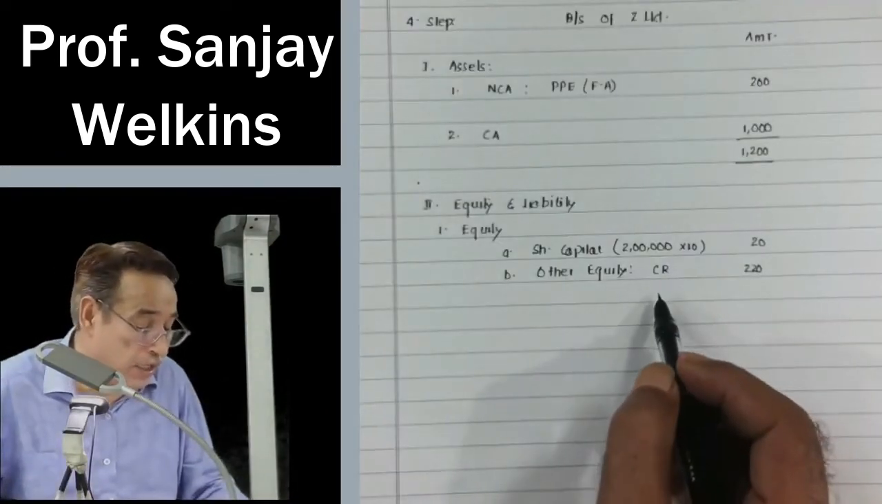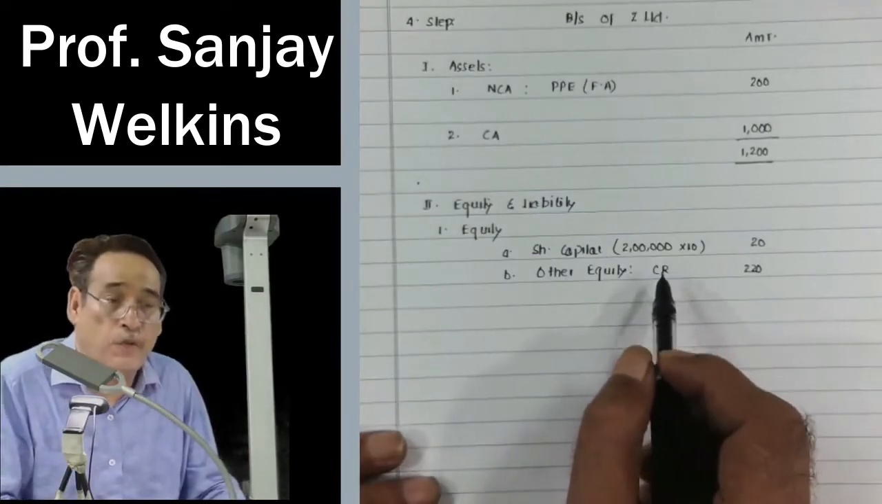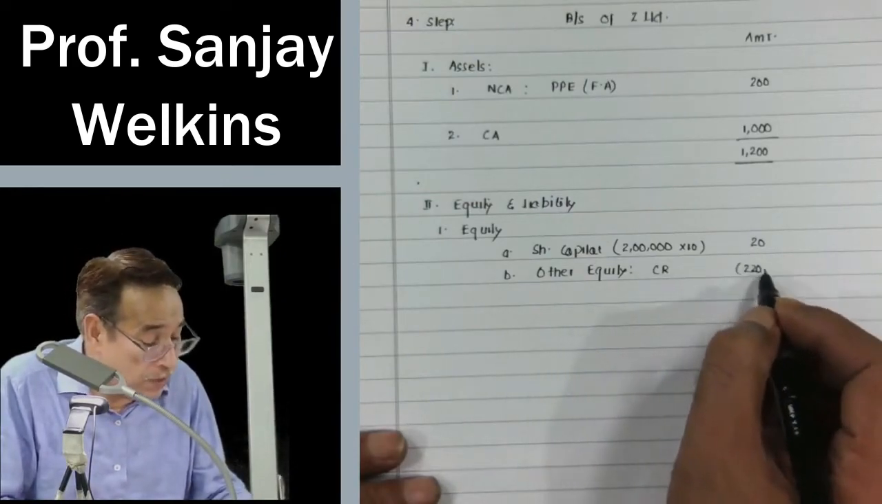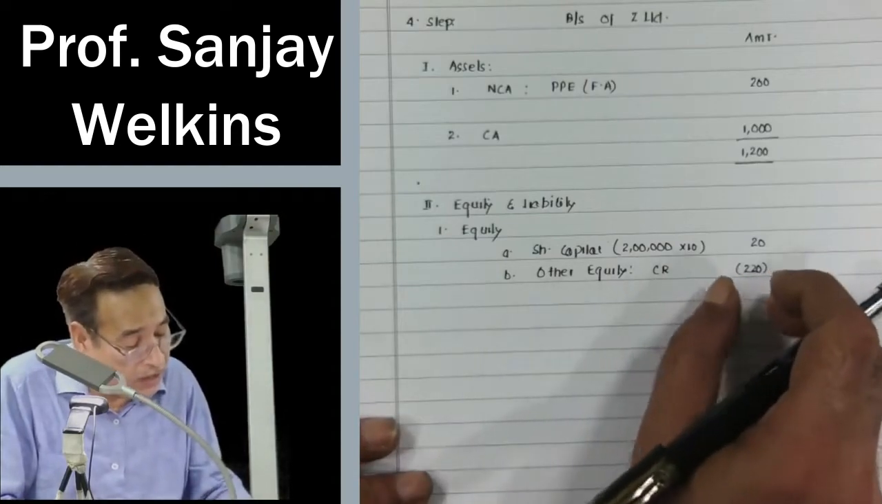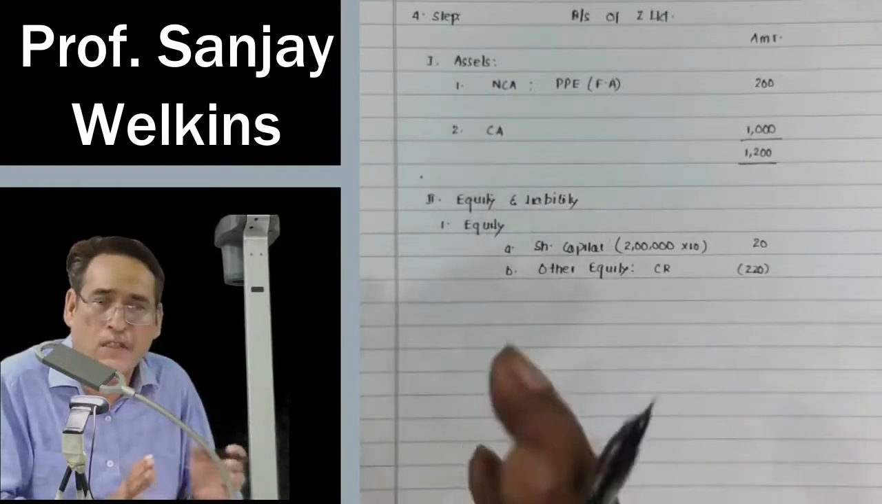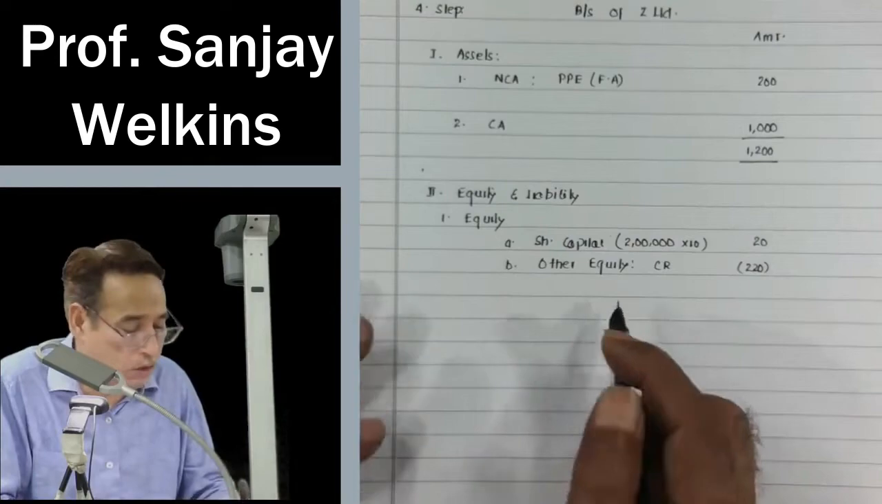Security premium 30 I would have written here, but in that case the capital reserve balance would have been 250. Now this is a debit balance. Security premium balance is a credit balance. So ultimately the net amount would have been 220. Is it clear to you? That is why it is not going to make any difference, but still my advice is to follow this methodology.